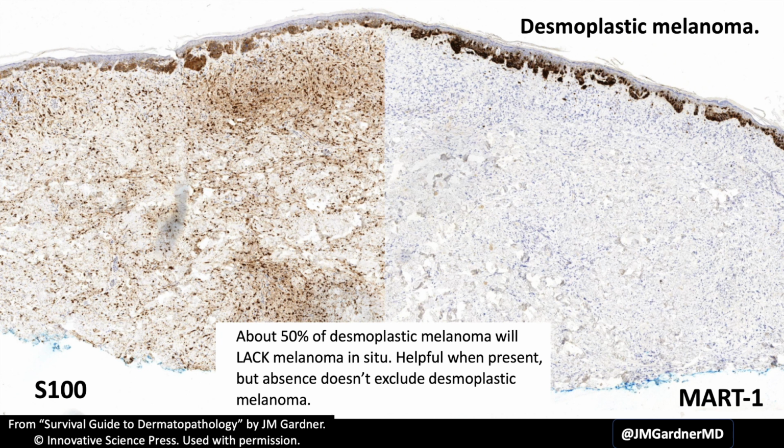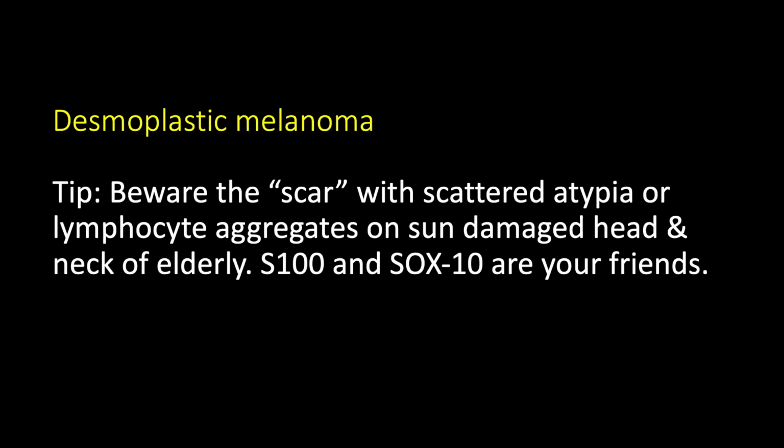component. Now, here's a desmoplastic melanoma that did have melanoma in situ, but about half of cases will lack this, which is really difficult, okay? So the lack of melanoma in situ does not rule out desmoplastic melanoma. But what I also want to show you about this slide is look at the diffuse S100 staining in the dermis, and look at MART, totally negative except for a couple little nests up here. So in desmoplastic melanomas, they almost always are negative for the specific melanocyte markers like MART1 and HMB45. So S100 and SOX10 are the markers that you want to use there.